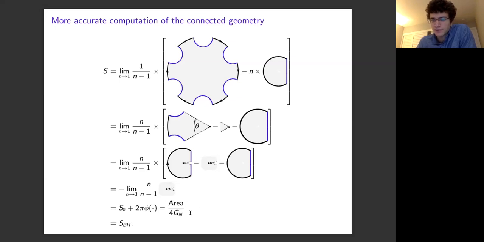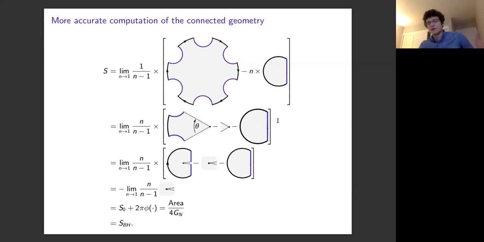It's the area divided by 4G Newton. In principle, to compute the entropy of a black hole, you need to do some complicated thing where you analytically continue and compute the action, the on-shell action of the black hole. But the answer is very simple. It's just the area divided by 4G Newton. And the explanation for that is this argument here, that the whole computation reduces to the contribution of a conical singularity at this point. And that point is the location of the horizon. It's the area of the horizon.